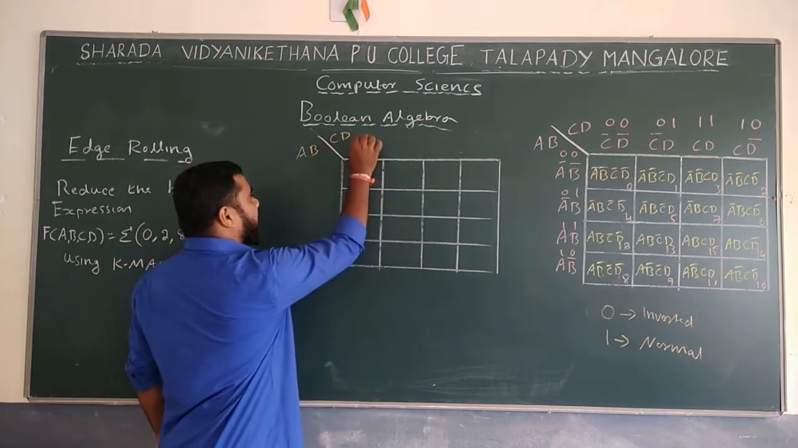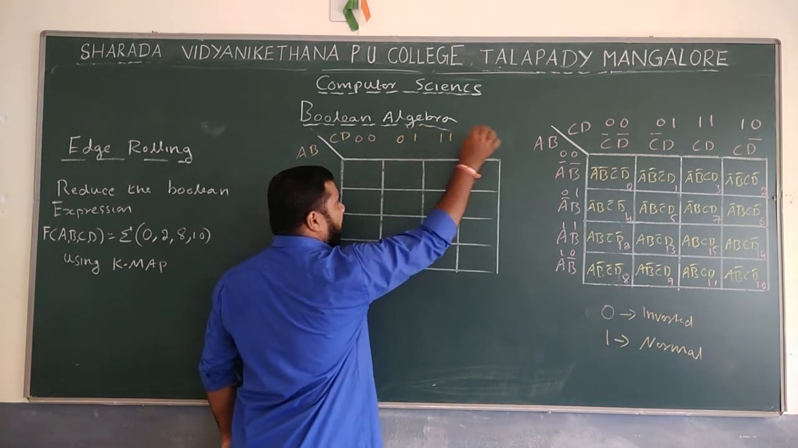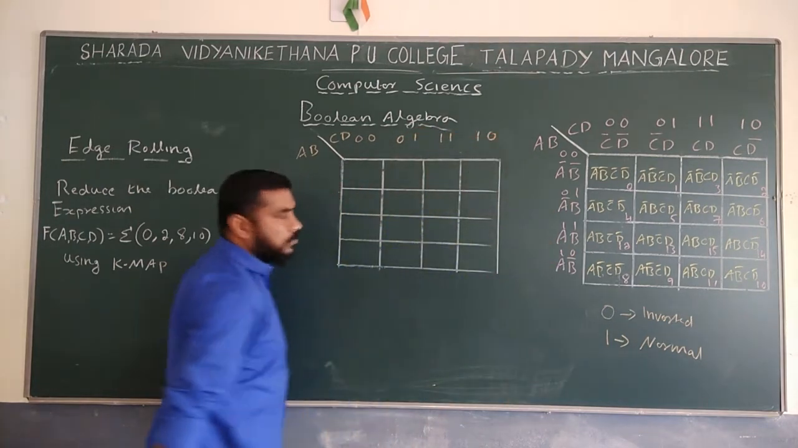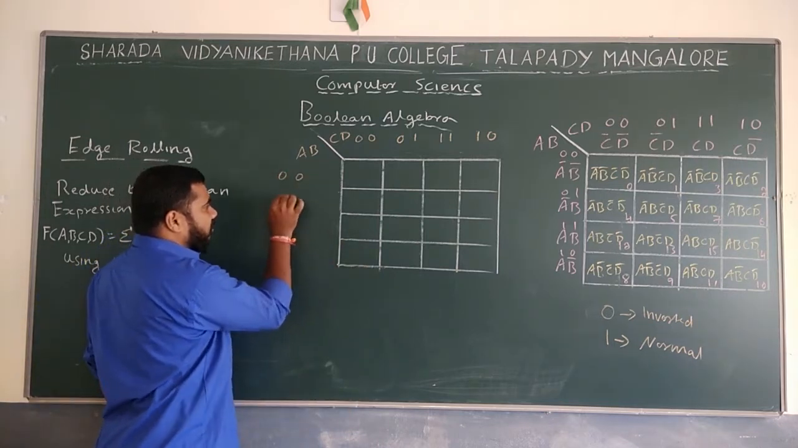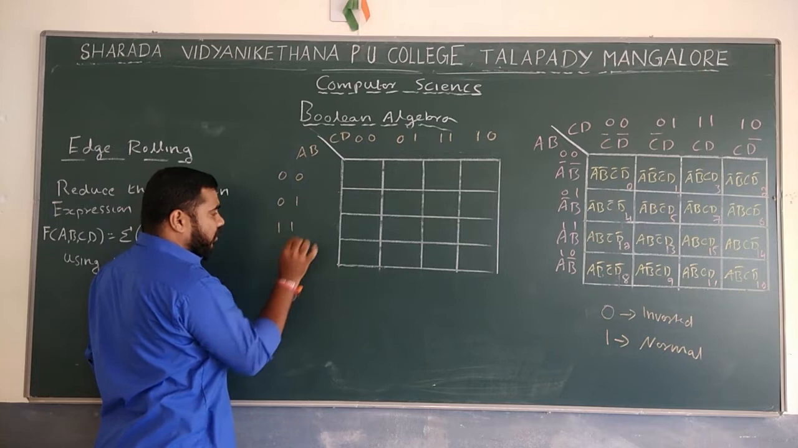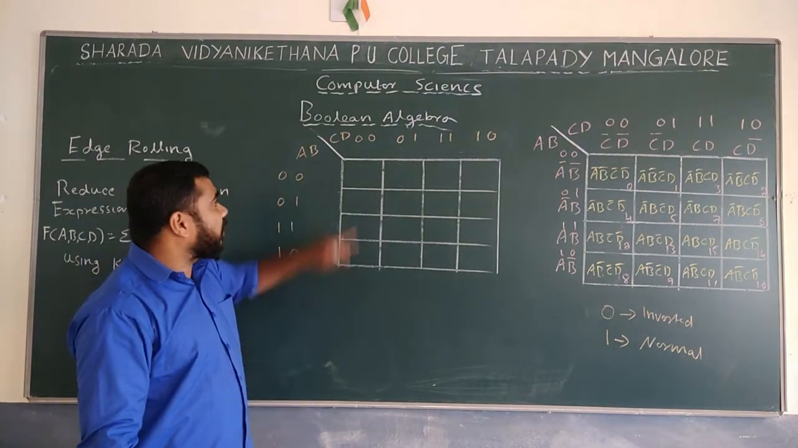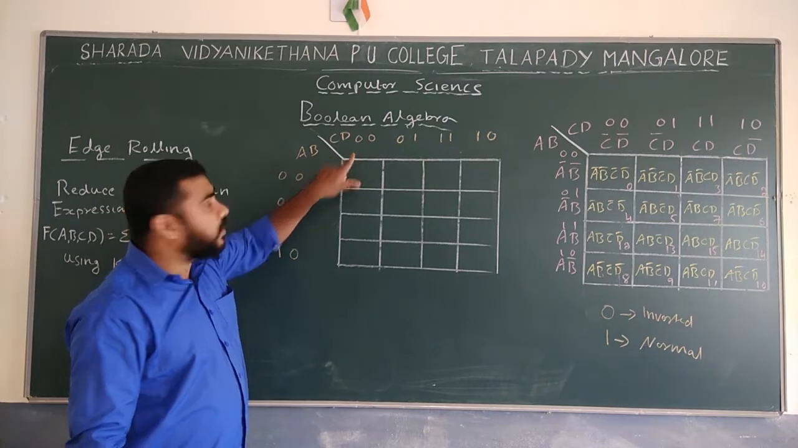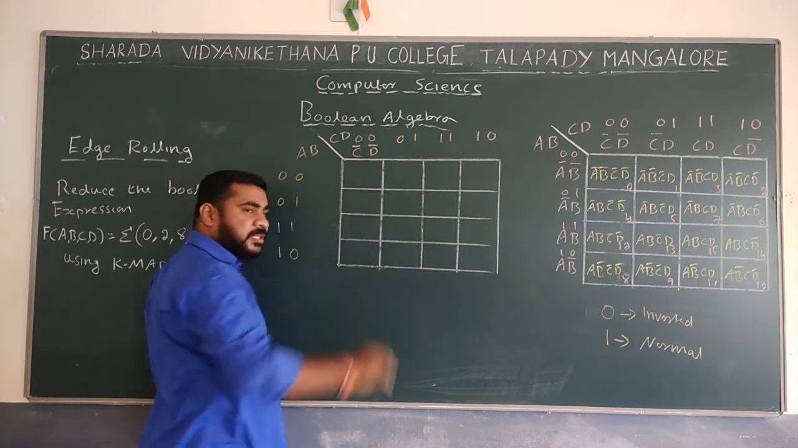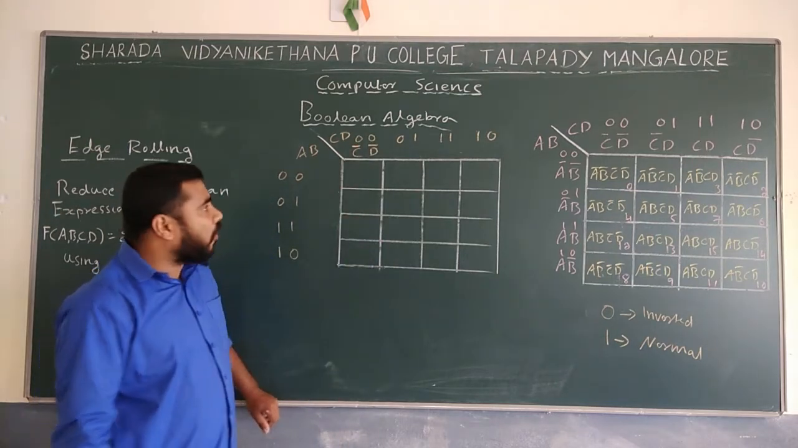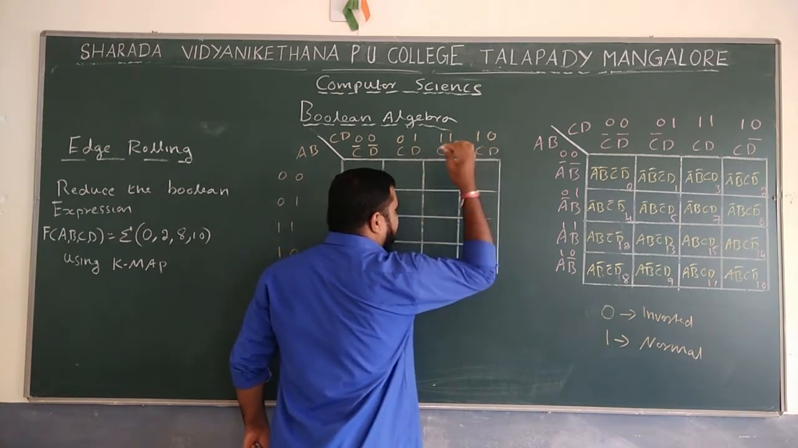So the values here are 0 0, 0 1, 1 1, 1 0. These are 4 values here. Here also 4 values you can write: 0 0, 0 1, 1 1 and 1 0. Like that we can write. After that, what is the variable here? The variable is C and D normally, but here it should be C dash and D dash. Normally all the variables are C and D only.